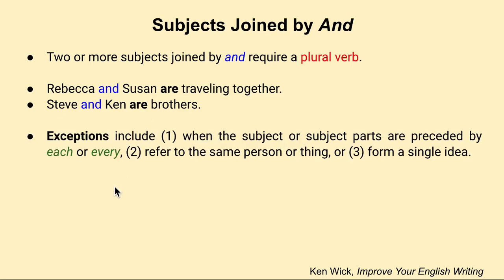Exceptions though, because it seems like in English there's always an exception. So the exceptions include, one, when the subject or subject parts are preceded by each or every. Another exception is when the subject parts joined by and refer to the same person or thing. And third, when the subject parts form a singular idea.